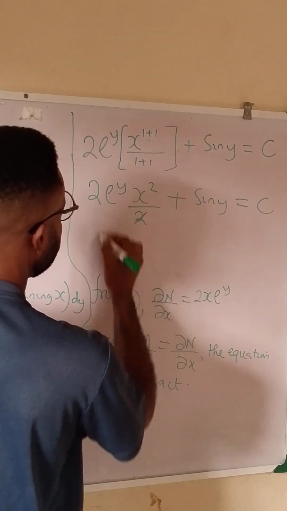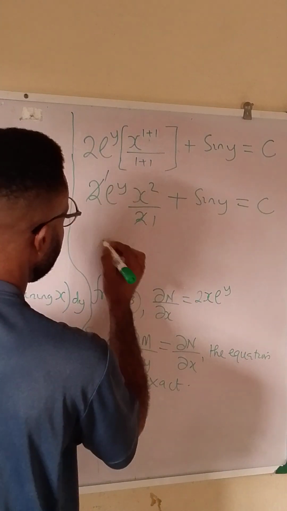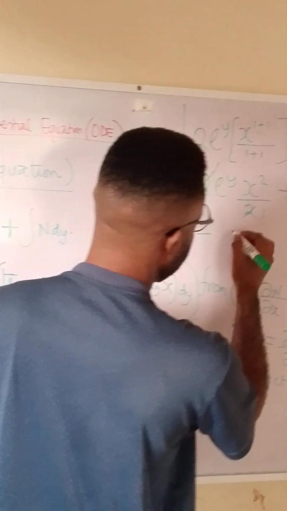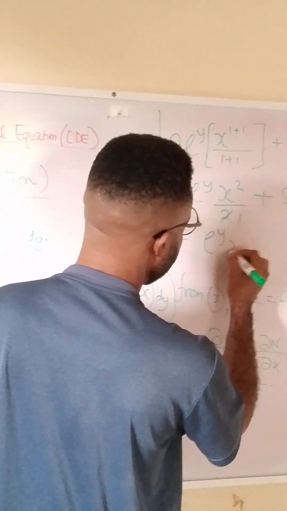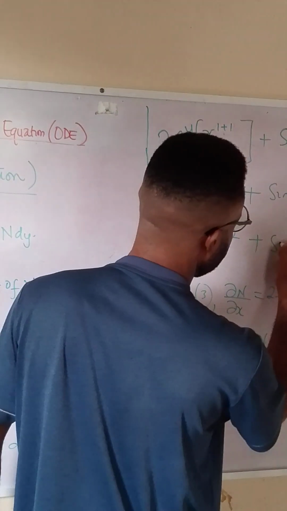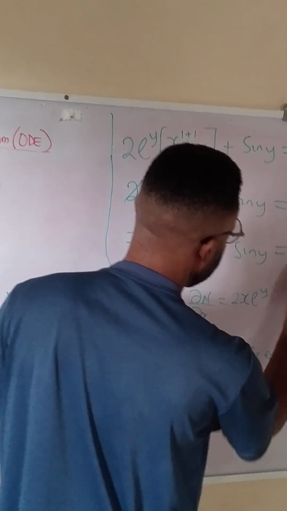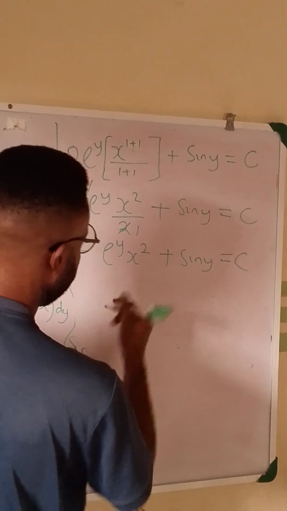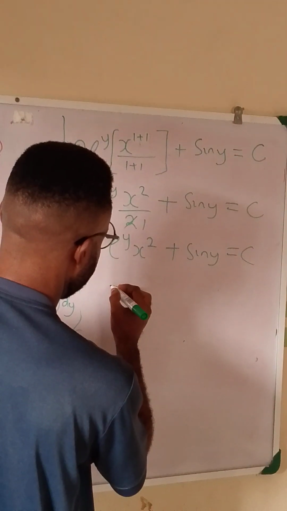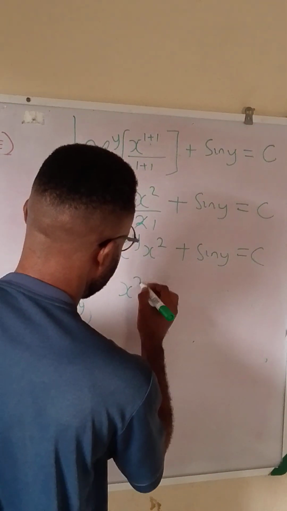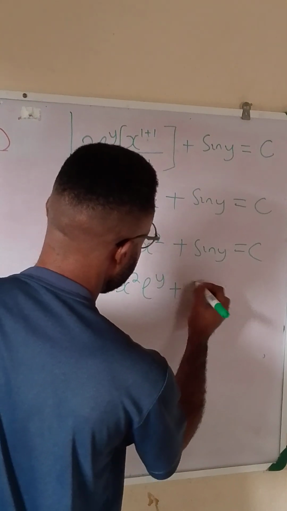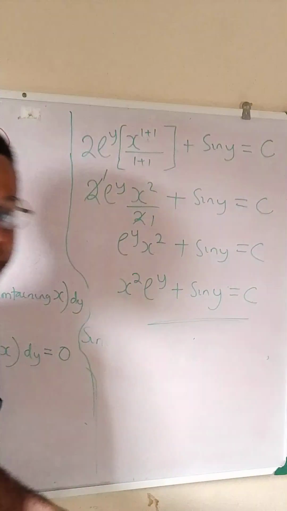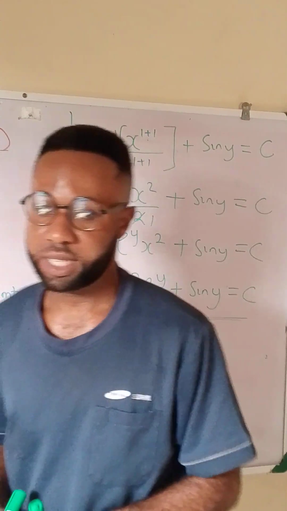And so you can cancel out here. This is 1 and this is 1. So you now have your equation to be exponent y x squared plus sine y equal to c. Or you can choose to rewrite the equation this way, where you bring x here, so that you have x squared exponent y plus sine y equal to c. So basically this is how to solve an exact equation.